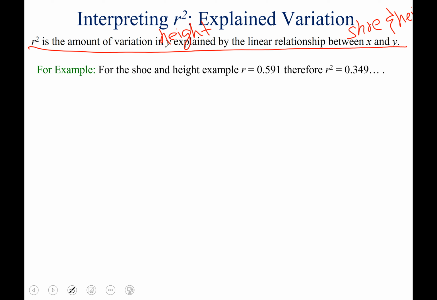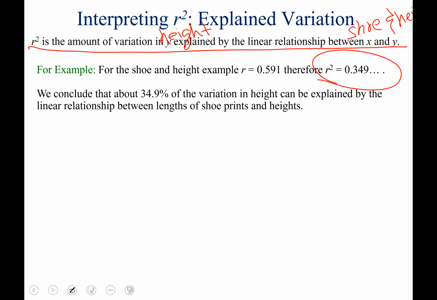It is easy to calculate. You just take whatever r equals and you square it. And actually the output screen on linear regression t-test gave it to us, 0.349. We interpret that as, we conclude that about 34.9% of the variation in height can be explained by the linear relationship between lengths of shoe prints and heights. You'll notice you just move the decimal place twice because we're taking it from a decimal to a percentage. And the rest of this line came directly from there.